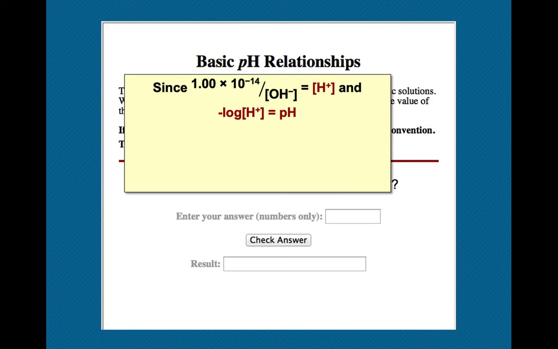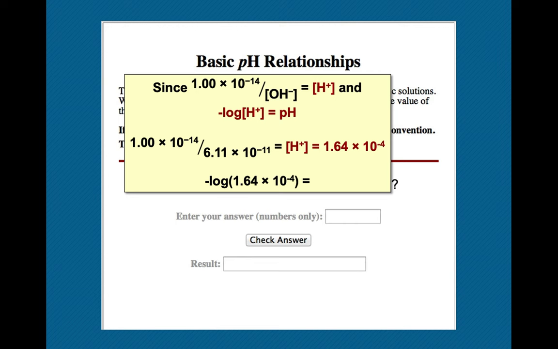So, substitute. This is what we were given for hydroxide. That's a constant. This is hydronium. Type this in. Hit the log button, and change the sign. 3.79. Now, if you're playing along and you get the same answer, it makes you feel good. It really does.